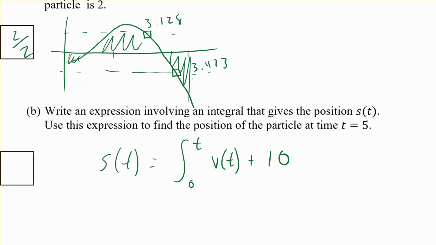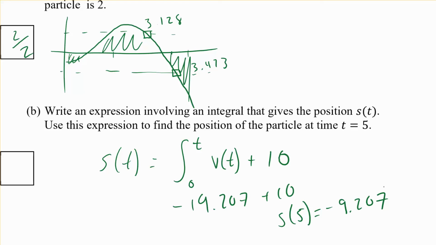And then I would just use my calculator and calculate the area from 0 to 5. It should look something like that. I think that ends up being like negative 19.207, plus 10. So the answer is s of 5 is negative 9.207. And this again was worth 1 point here and then 1 point here.